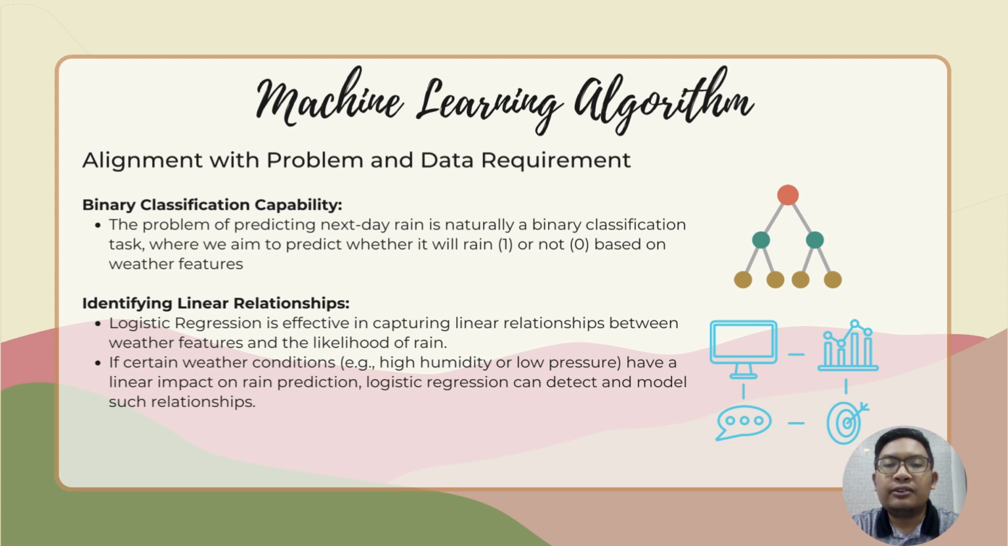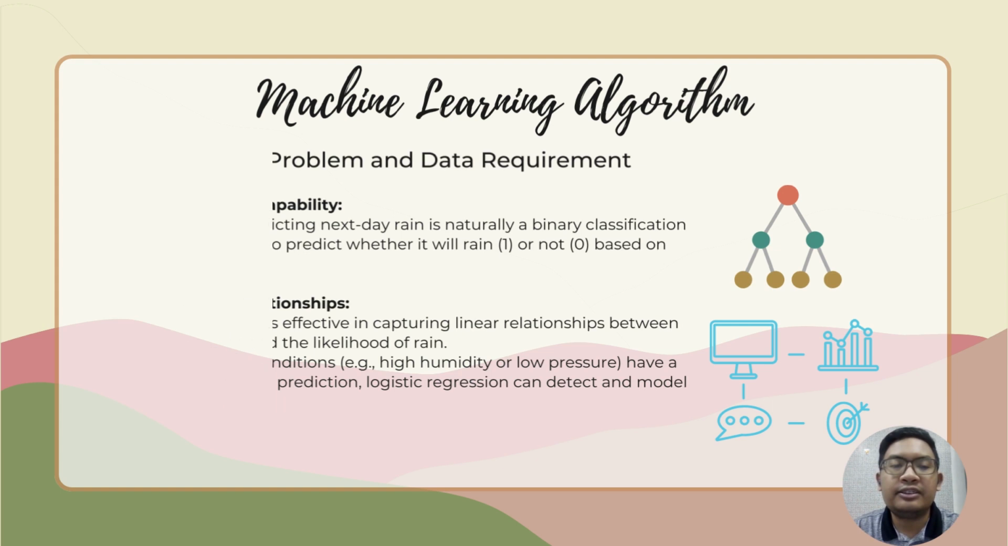We can also identify linear relationships. Logistic regression is effective in capturing the relationship between the weather features and the likelihood of rain. If certain weather conditions, for example high humidity or low pressure during the day, have a linear impact on rain prediction, we can validate this with logistic regression, since it is good at detecting and modeling such a relationship.